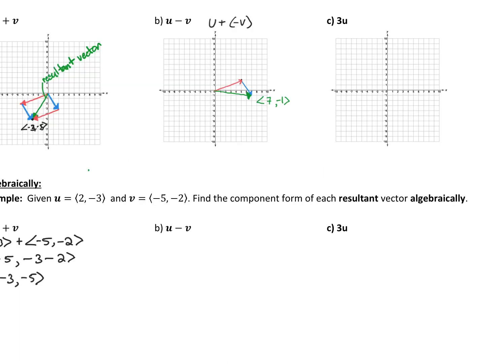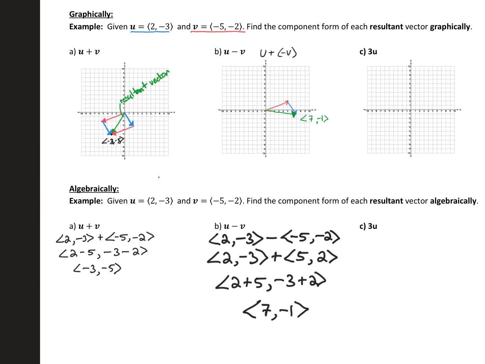Why don't you pause the video and see if you can come up with the work to prove this algebraically. Okay, here's my work here. I'm subtracting the two, and you notice this works just like you would think, I'm actually multiplying this one by a negative, right? And that makes them positive. And then here's my x components that I'm adding together, my y components, and I did in fact get 7, -1. I hope you did too.